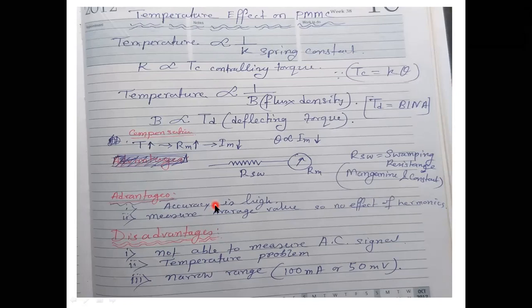But we never go for high range. In case of 10 ampere, for the AC, we use the MI type instrument or the dynamometer type instrument. This is the main thing for this purpose.